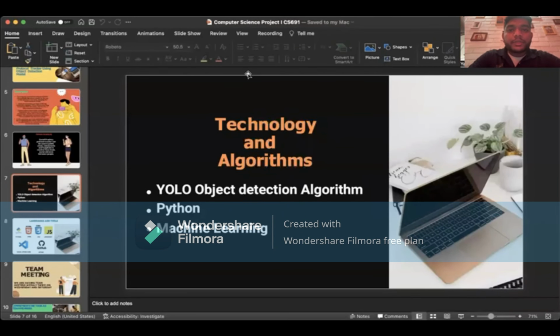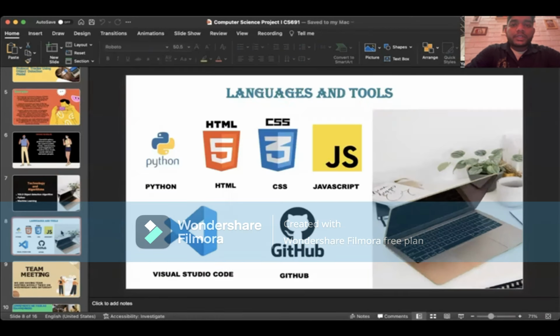Thank you, Sindhu. I'm going to continue the project details with the technologies and algorithms that we have used for this project. They are the object detection algorithm and machine learning, and the source code which we are going to write for this project is Python language source code. The languages and tools that we are going to use are HTML, JavaScript, CSS, Visual Studio Code, Python, etc. And that's it. I'm passing over to Anil. Thank you.